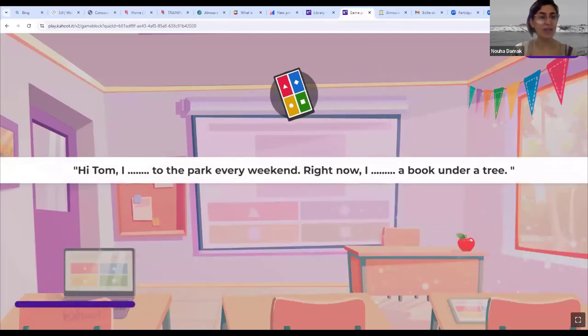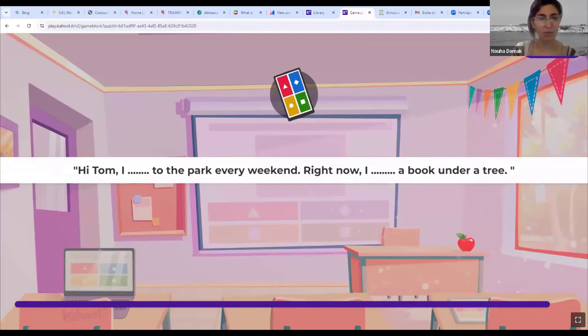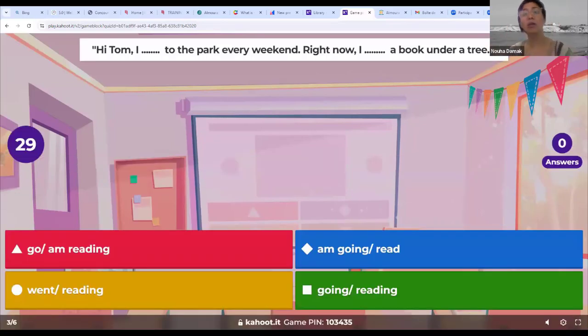A quiz. Hi, Tom. I to the park every weekend. Right now, a book and a tree. So I go to the park reading, or I went to the park every weekend and I reading, or I am going to the park every weekend and I read a book, or I going to the park every weekend and I reading a book.